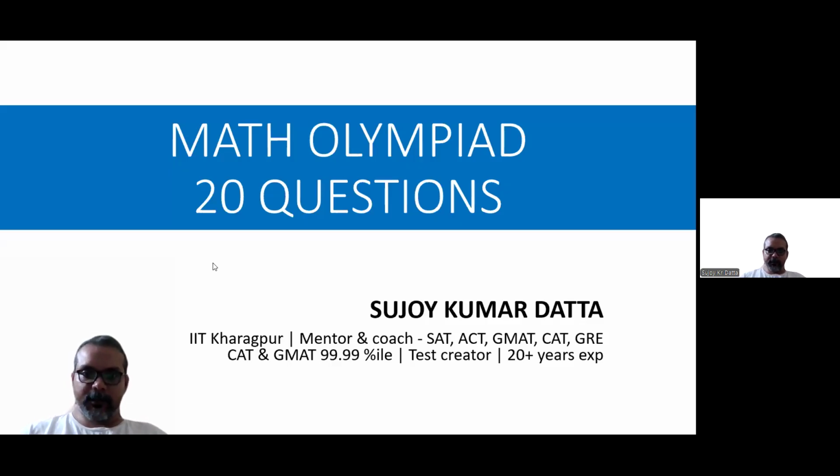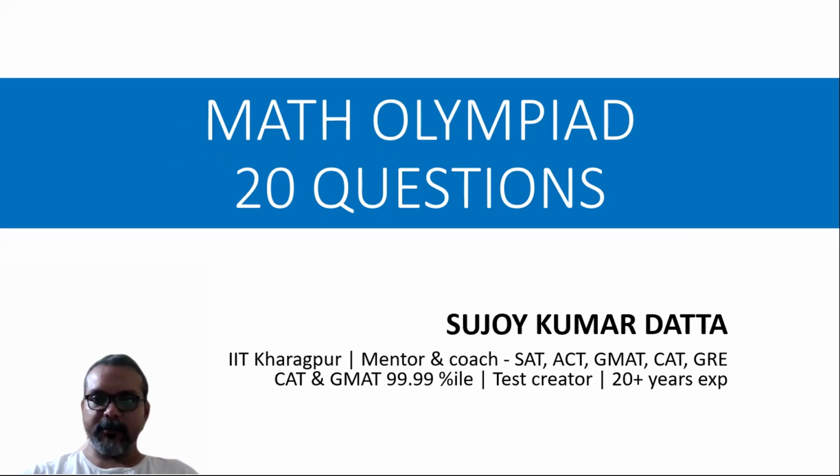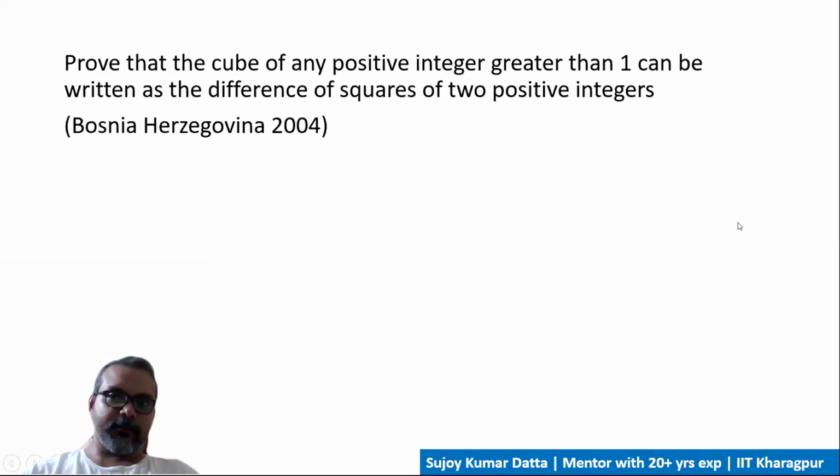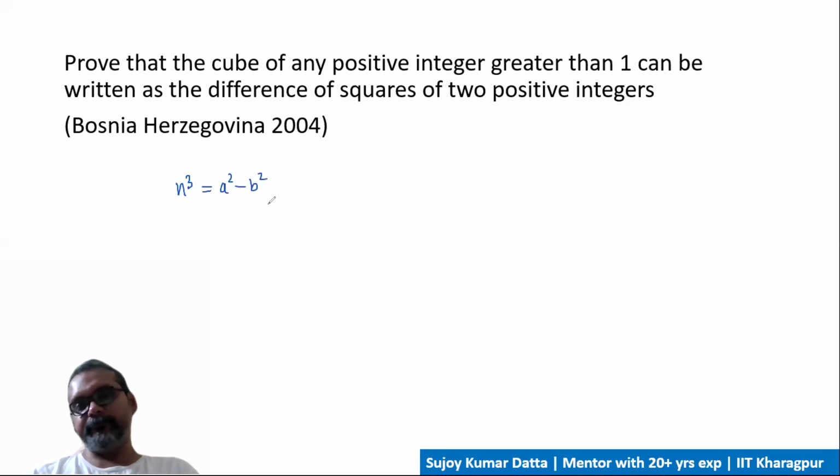Hello everyone. In this video, we will be discussing some questions from the Math Olympiad. So let us have a look at the first one. This one is saying that you have to prove that the cube of any positive integer greater than 1 can be written as the difference of squares of two positive integers. So that means you are trying to be able to write n cube in this form.